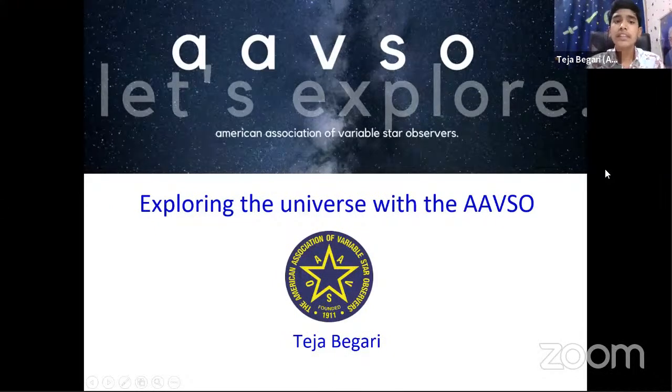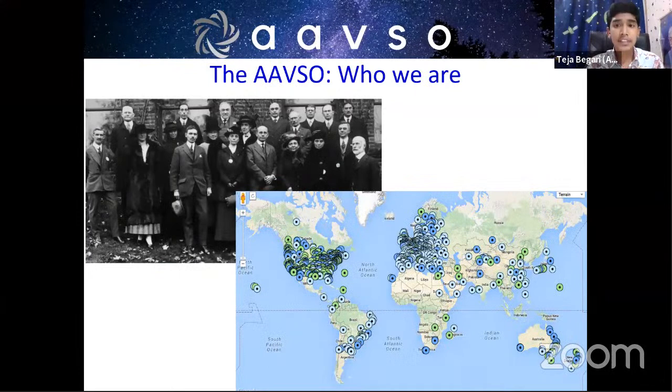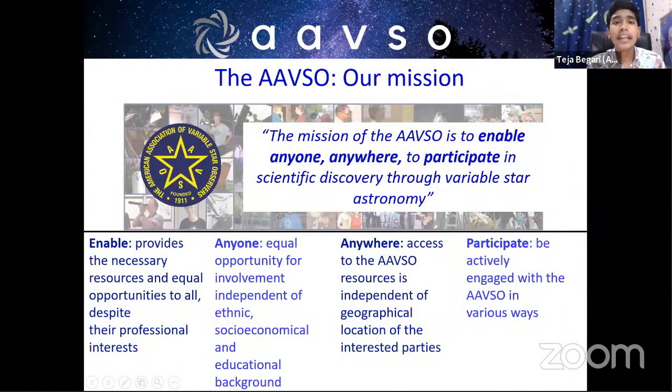AAVSO, the American Association of Variable Star Observers, was actually founded in 1911. It was started from a little group of amateur astronomers. And now AAVSO has reached almost every corner of the world. You can see the red marks there, that's where AAVSO is now. The mission of AAVSO is to enable anyone from anywhere to participate in scientific discovery through variable star astronomy.